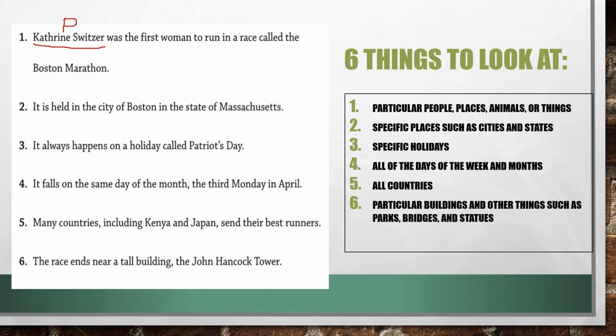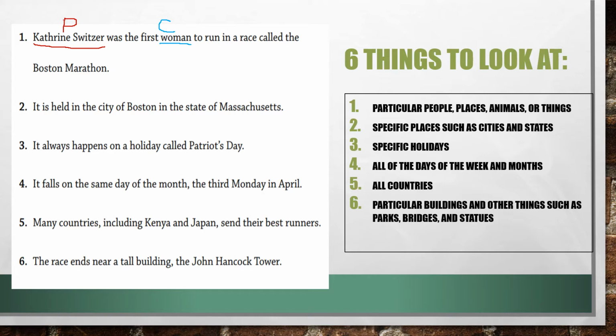Now, if I look at the word woman, this is not a particular noun or a particular name of a person. It's just what a common noun would be. So I'm going to put C there. Catherine Switzer is a particular person, so it's her proper noun. It is capitalized. Woman is not.